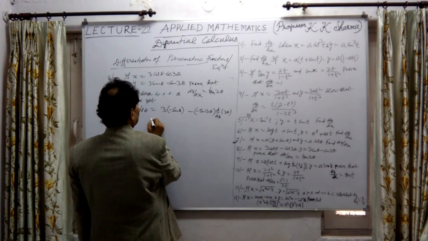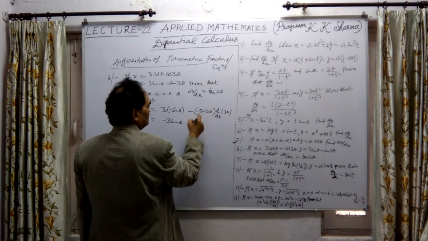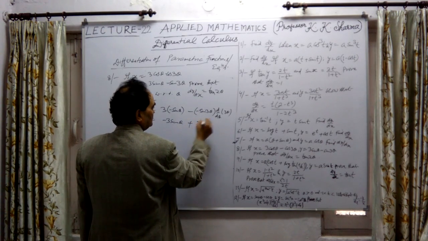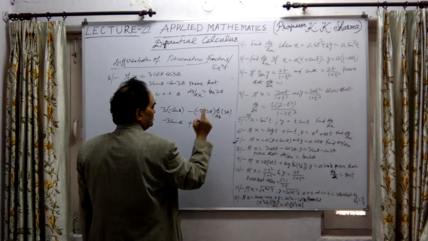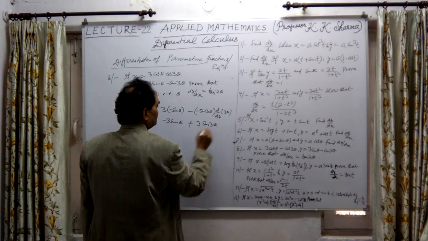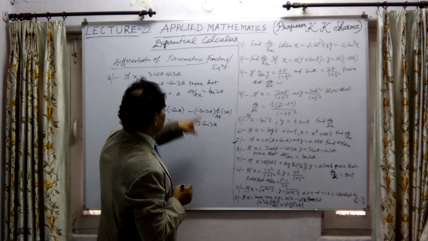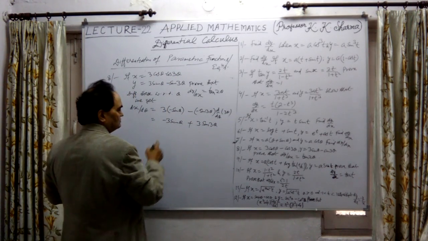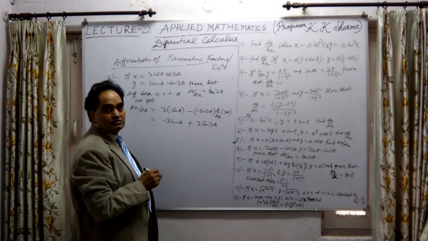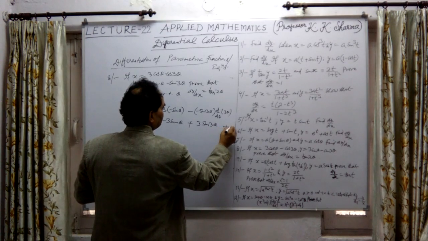So it will be minus sin 3θ, and minus minus becomes plus. The differentiation of θ is 1, only the constant 3 is taken out, so this is 3 sin 3θ. So dx/dθ is 3 minus 3 sin θ plus 3 sin 3θ. This is the first equation that we take.